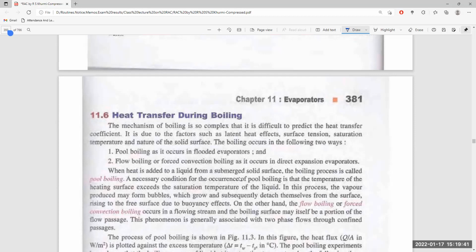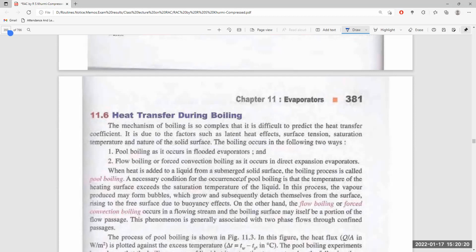When heat is added to a liquid from a submerged solid surface, the boiling process is called pool boiling. The necessary condition for the occurrence of pool boiling is that the temperature of the heating surface exceeds the saturation temperature of the liquid. In this process, the vapor is produced as bubbles which grow, subsequently detach themselves from the surface, and rise to the free surface due to buoyancy effects.